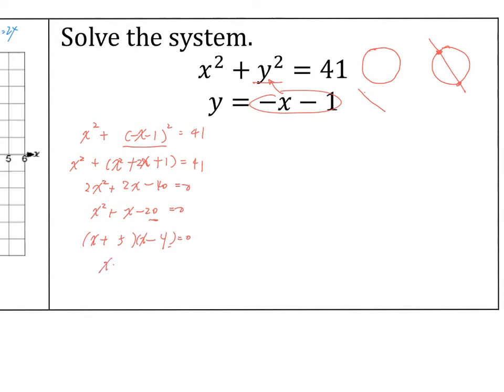Okay, so x would equal -5 and 4. Now I can find two solutions. When x is -5, y is 4. And when x is 4, y is -5. So you have two solutions: (-5, 4) and (4, -5). Two points.